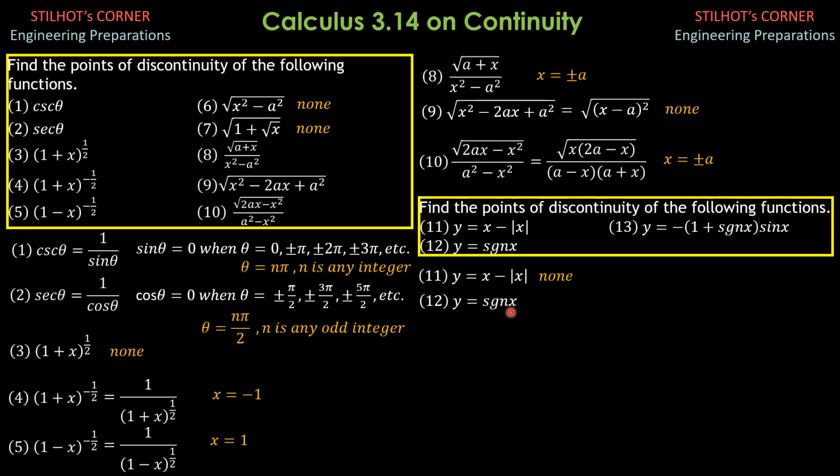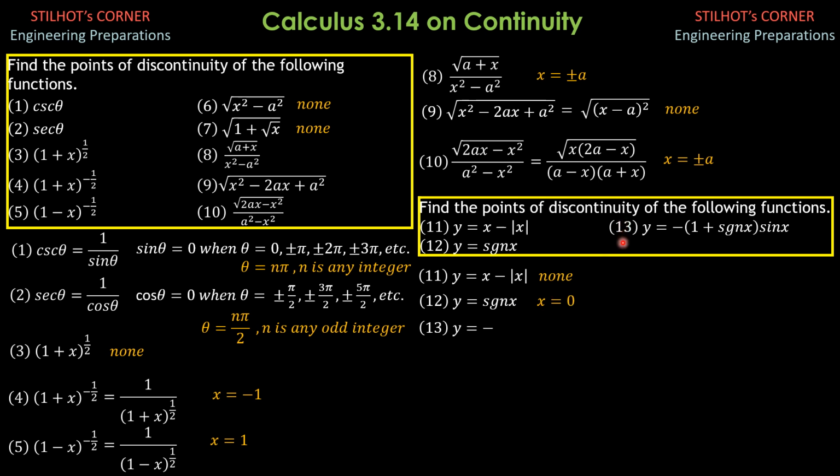Because when x is exactly 0, signum of 0 is 0. If it is just to the left of 0, signum of x, which is signum of a negative value, is negative 1. And signum of just to the right of 0 is positive 1. So they are different values. Then when x is 0, it is 0. Therefore, the point of discontinuity is x is 0.